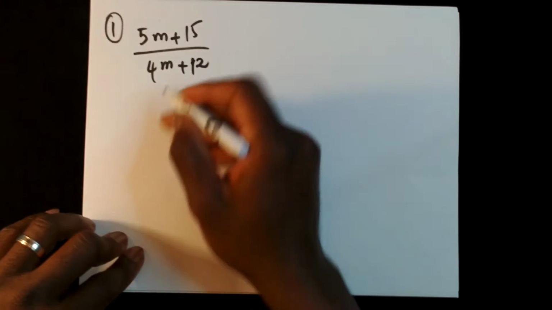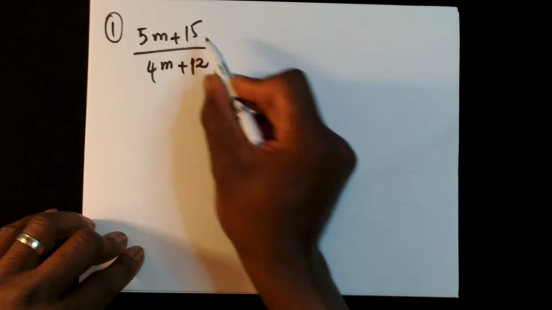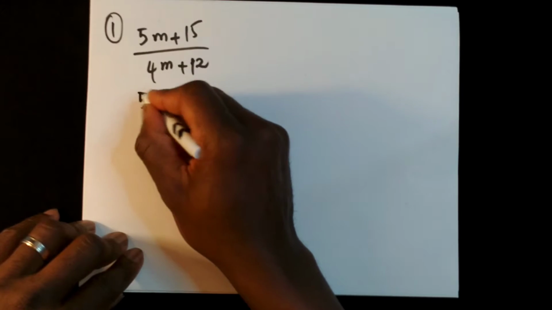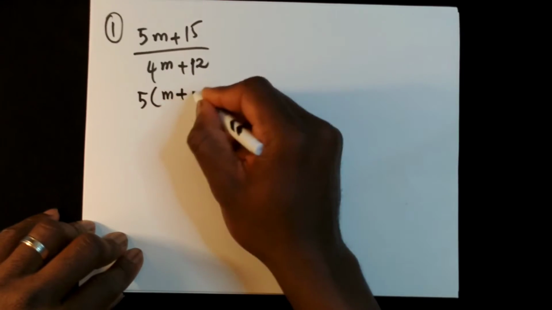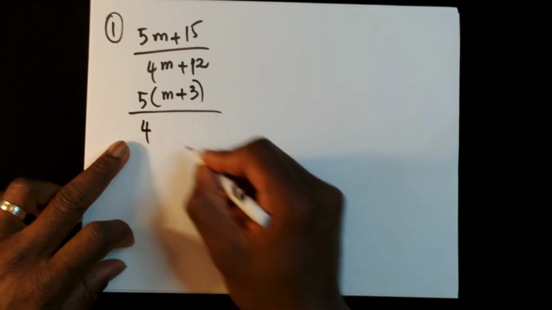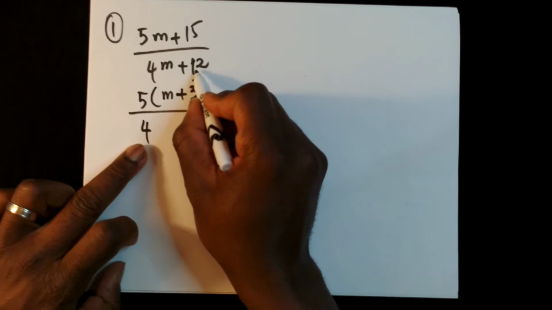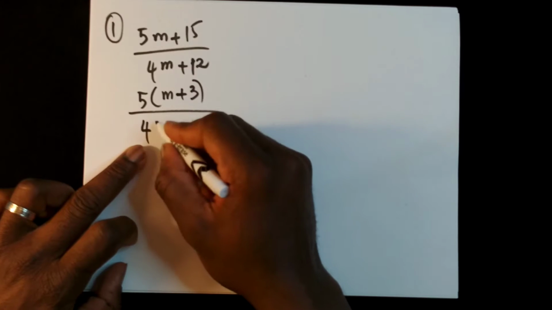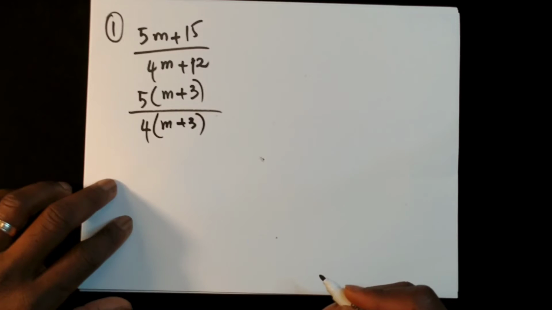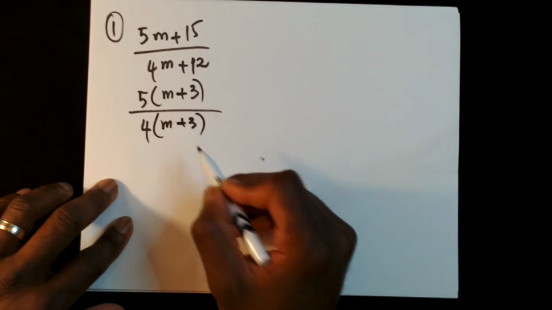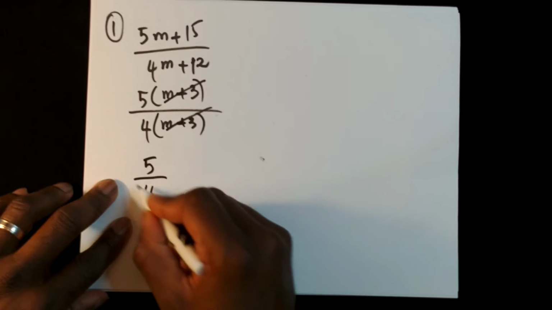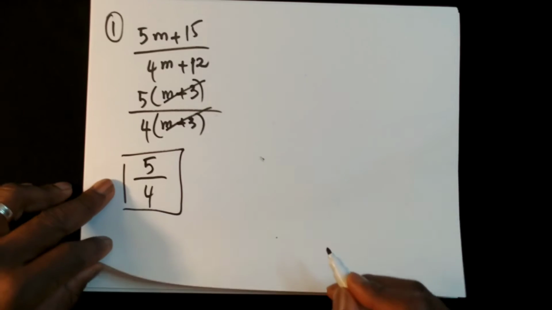So we have a common factor 5, and 15 is 5 multiplied by 3. We have 5 factor of (m + 3), and on the denominator we have 4, and 12 is 3 times 4, so we have (m + 3) as well. So we have (m + 3) in the numerator and denominator, so the final answer is 5 over 4. That's the final answer.